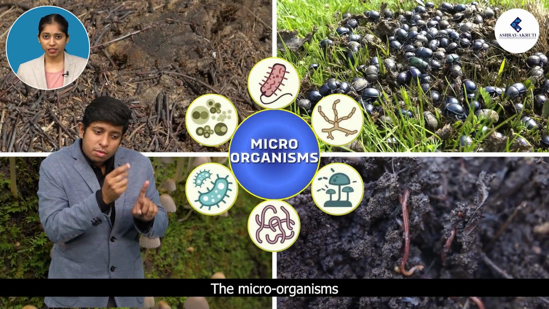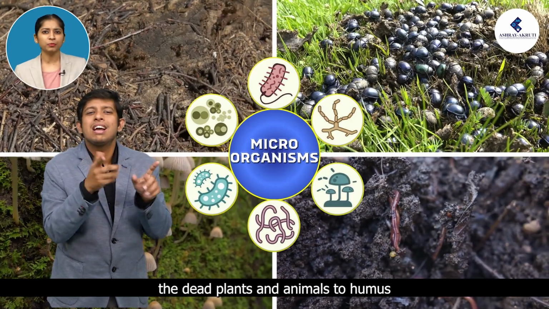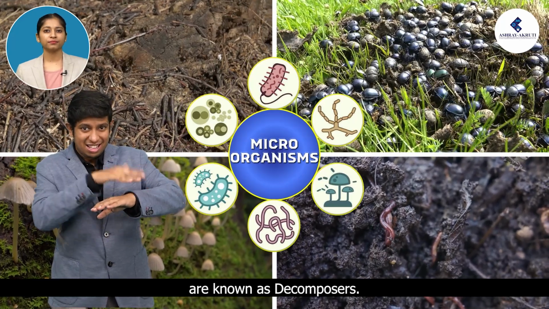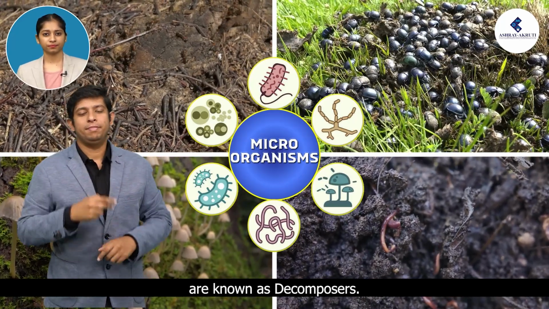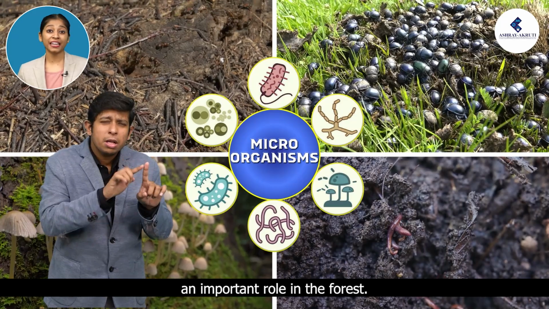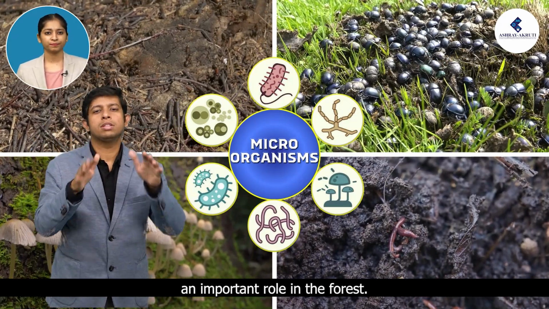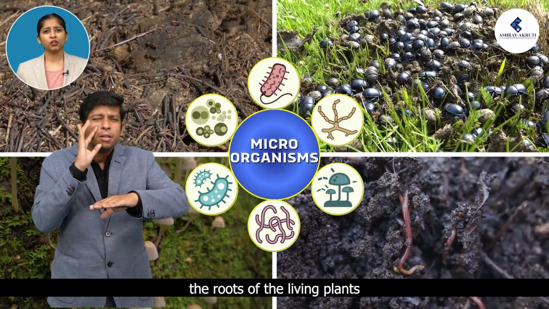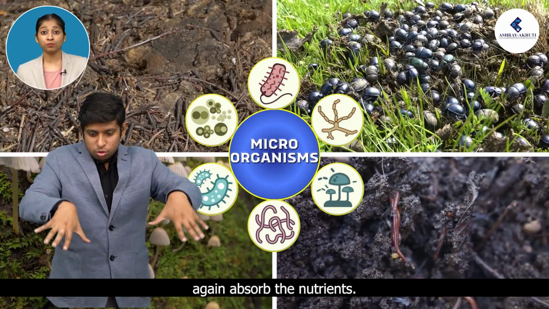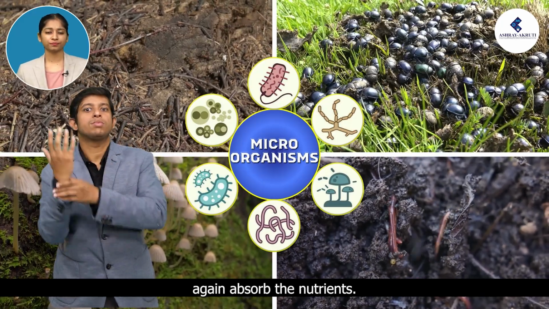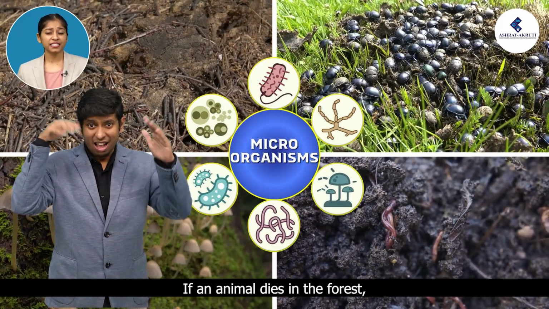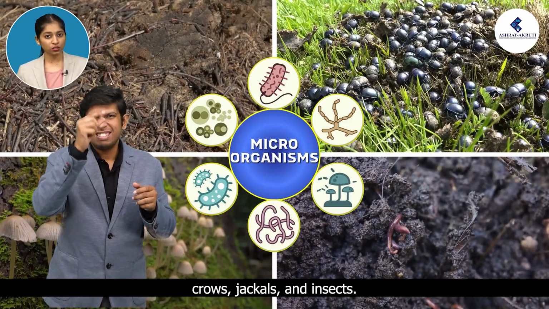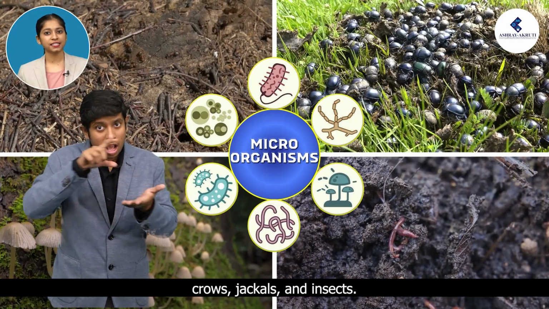The microorganisms which convert the dead plants and animals to humus are known as decomposers. These microorganisms play an important role in the forest. So, the presence of humus ensures that the roots of living plants again absorb the nutrients. If an animal dies in the forest, the dead animals become the food for vultures, crows, jackals, and insects.